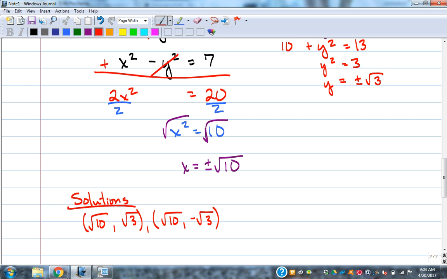You have two answers that are positive, and they're both positive square roots of 10. The square root of 3 is the plus or minus on that. Now we're going to work with x being the negative square root of 10.